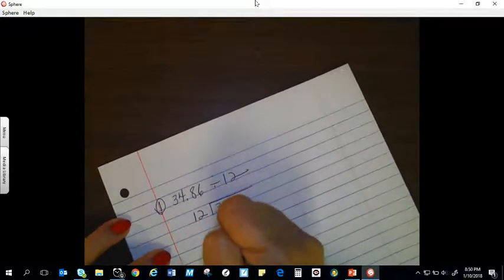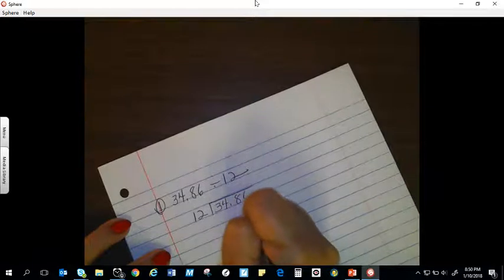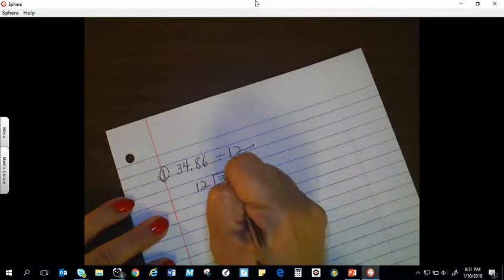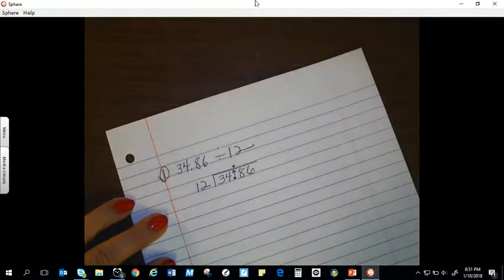You had 5 problems on division with decimals, and your first problem is going to be 34 and 86 hundredths divided by 12. 12 is going to be my divisor, and I'm going to have my dividend at 34 and 86 hundredths. Remember, the first thing that I said that you're going to do is bring up your decimal. So draw an arrow because it goes straight up. After that, you can forget about it.